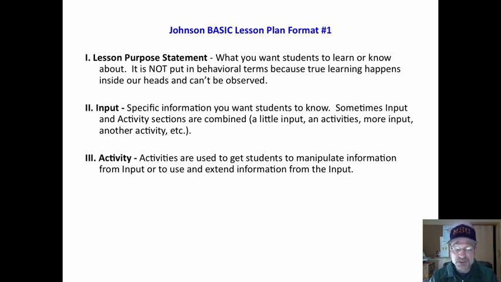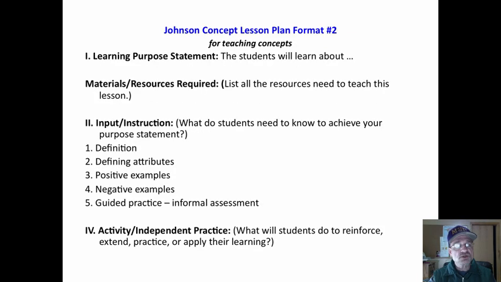Now, sometimes input and activity sections are combined, meaning a little instruction and a little activity, a little instruction, a little activity. And activities are used to get students to manipulate the information or input somehow to use and extend that information. Teaching is this: say a little bit, do a little bit.